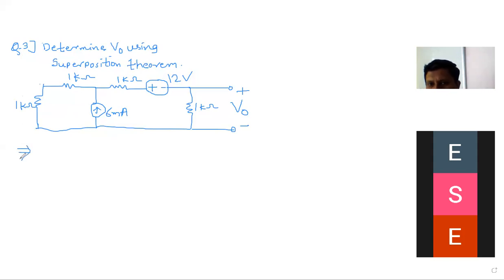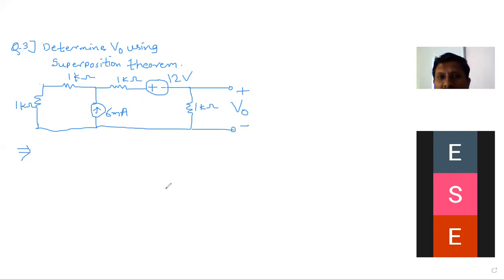So how to start now to solve this example? In the question they have mentioned determine V0, that is the voltage across the given two terminal. V0 is nothing but the voltage across 1K. So the 1K resistor value is given. If you know the current passing through that, it is easy to find V0. Suppose the current is I0, I0 into 1K will give you the answer of V0. Okay, so that is the concept. V0 we have to find out by using superposition theorem.